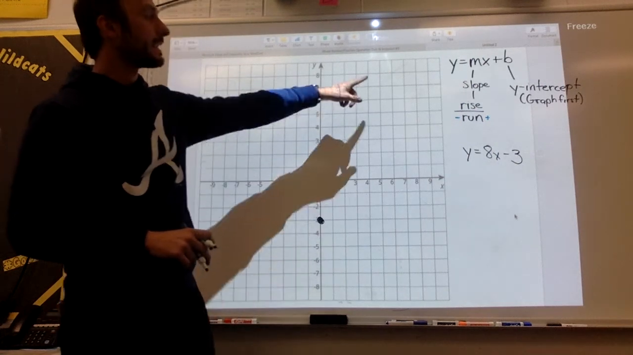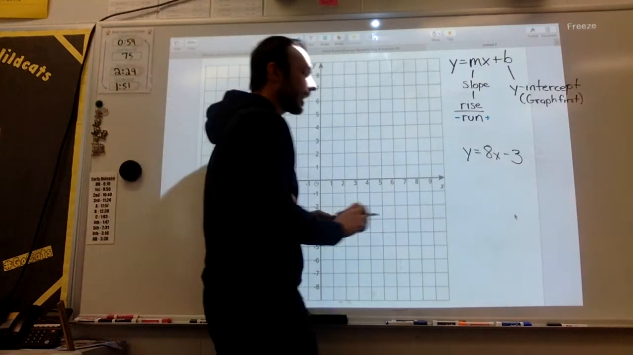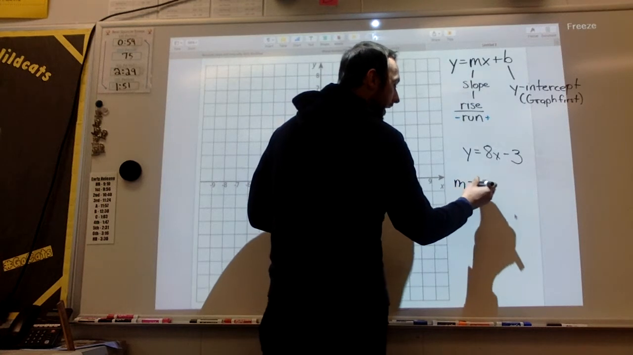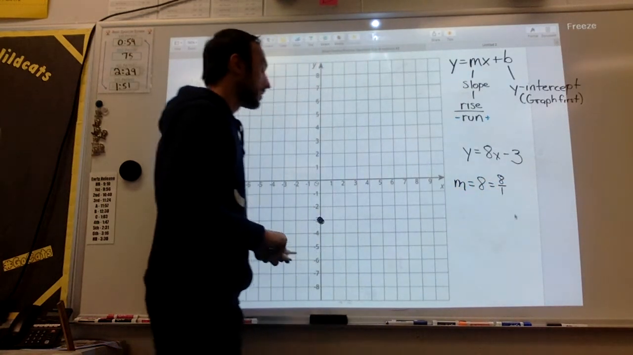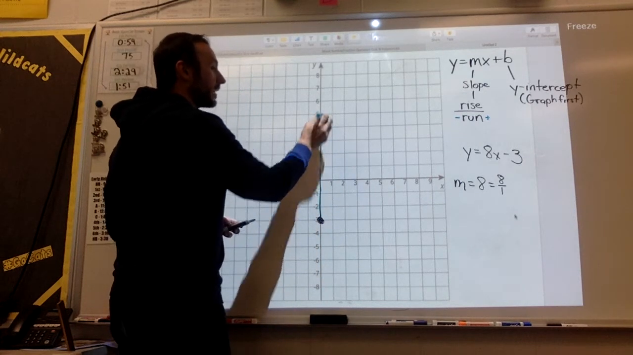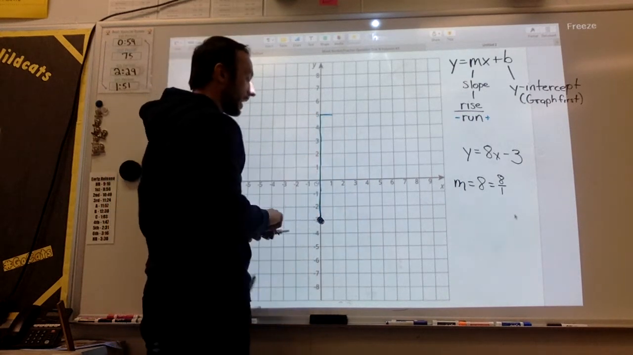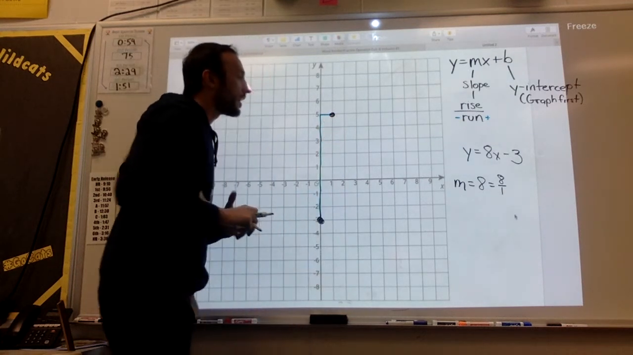My slope is 8. That is not a fraction in rise over run, but we know to make a whole number into a fraction, all you do is make that slope from 8 into 8 over 1. So I'm going to rise up 8: 1, 2, 3, 4, 5, 6, 7, 8. I'm going to run 1 to the right because it's a positive slope. I'll make a dot there.